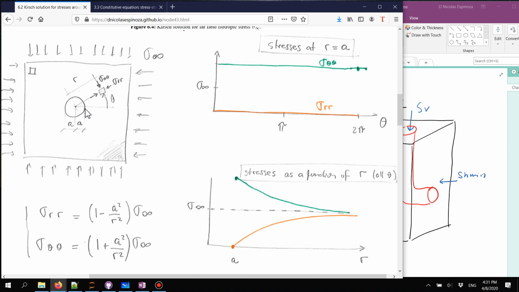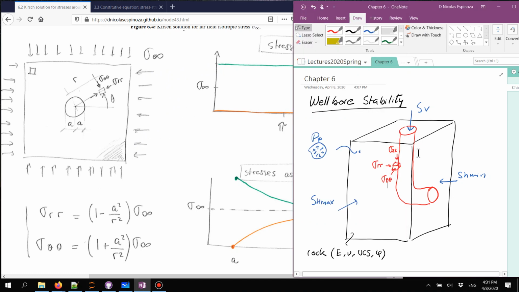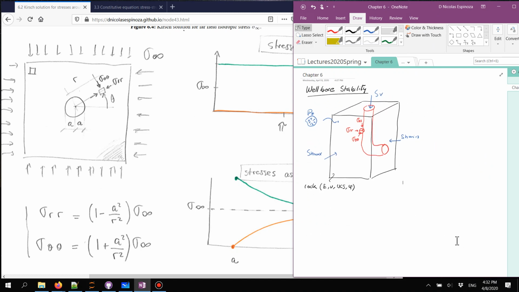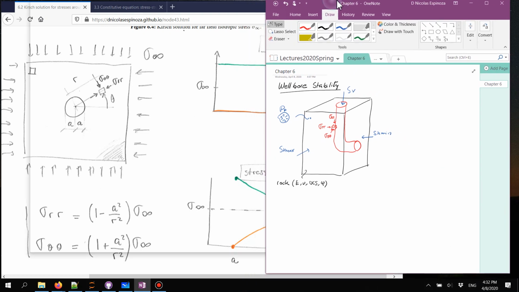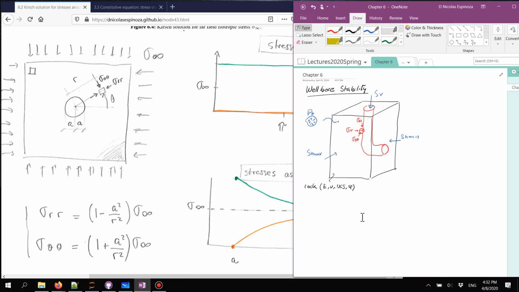And this is what we see in this equation and this plot over here, that the radial stress all around the wellbore, from theta that goes from 0 to 360, is 0 because I have no radial support. And the hoop stress is going to be positive and it's going to be a compression, and it's going to be the same going from 0 to 360, and it's going to be equal to 2 times sigma infinity, or the far field stress. So let me explain why this is the case in this particular scenario.